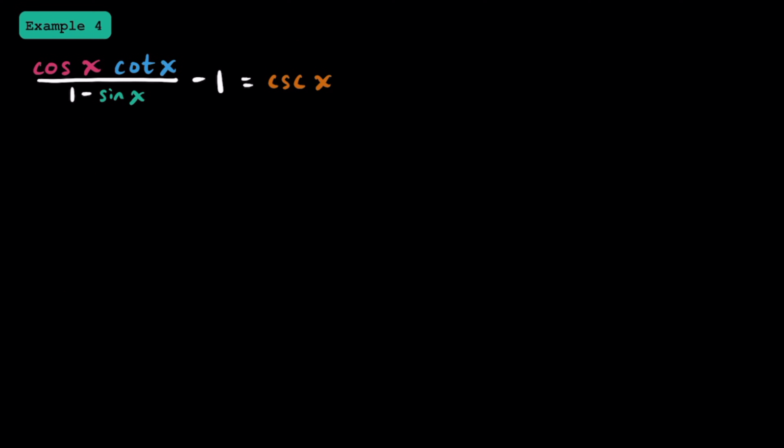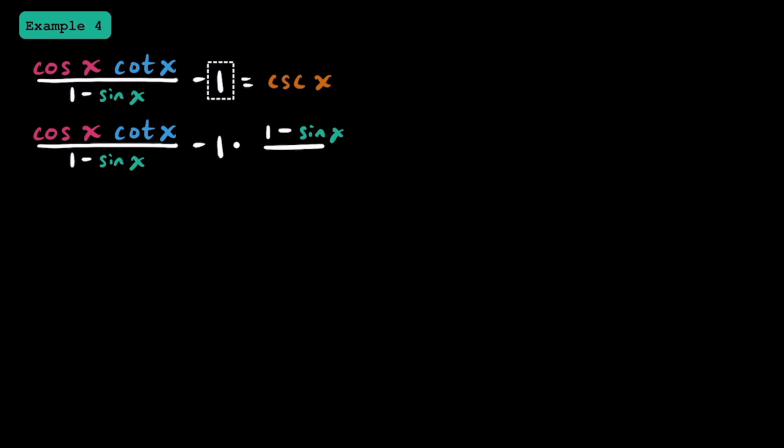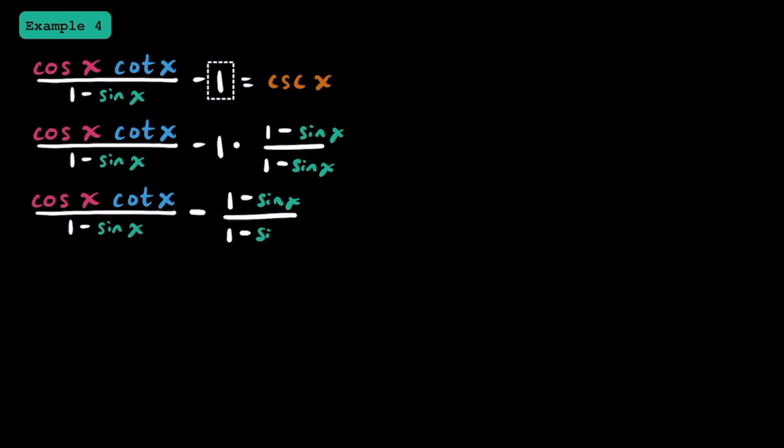In example 4, we're going to verify that cosine of x times cotangent of x over 1 minus sine of x, minus 1, is equal to cosecant of x. The strategy I'm going to use to verify this trig identity is to simplify the left side to make it look like the right side. First, I'm going to rewrite the left side as one fraction, so I need common denominators. Multiplying this 1 by 1 minus sine of x over 1 minus sine of x, we can rewrite the 1 as 1 minus sine of x over 1 minus sine of x.